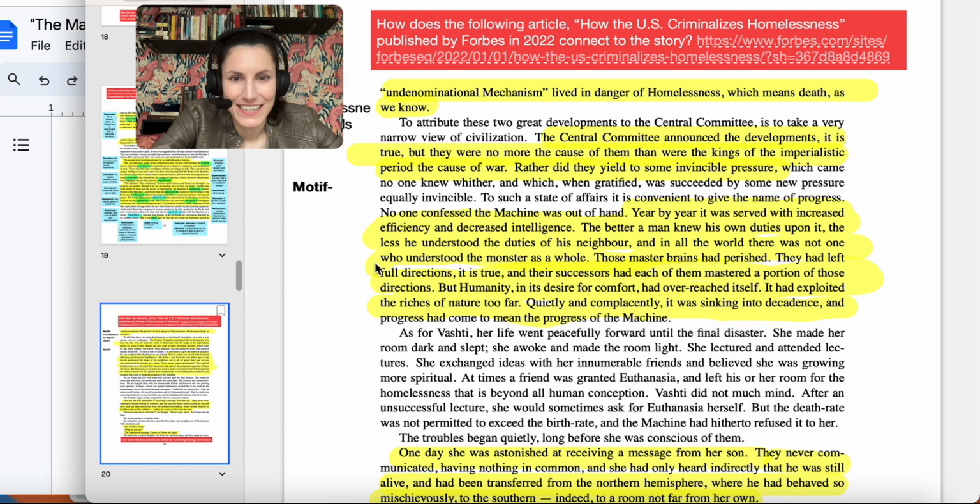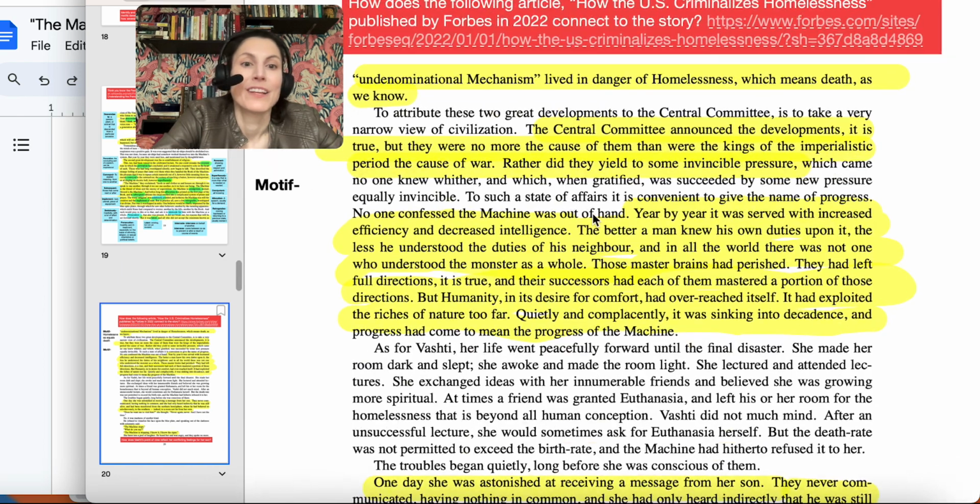This is talking about year by year, the duties of man, okay? So every year the new person, so you have like the apprentice, right? Learning from the person above them. Every year they're learning less and less, right? So when it says those master brains had perished, they had left full directions, is it true? And their successors had each of them mastered a portion of those directions.